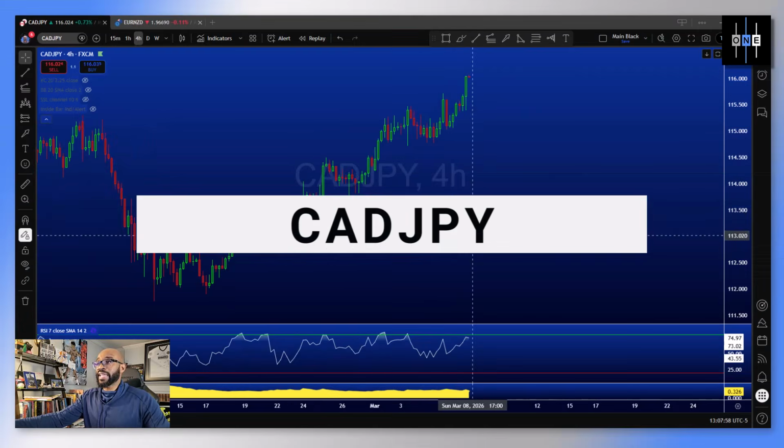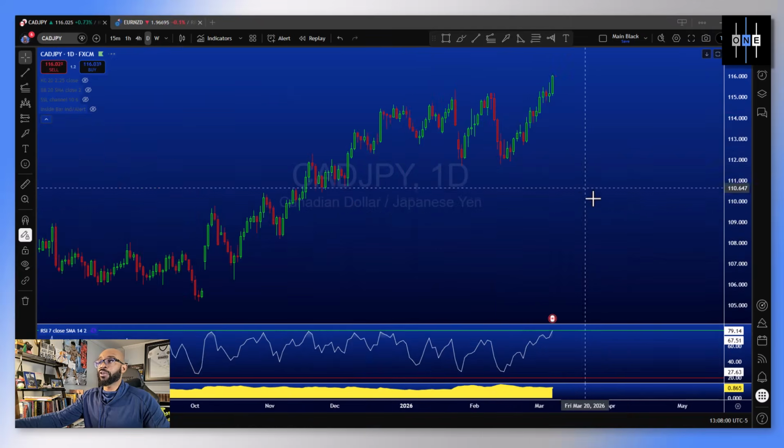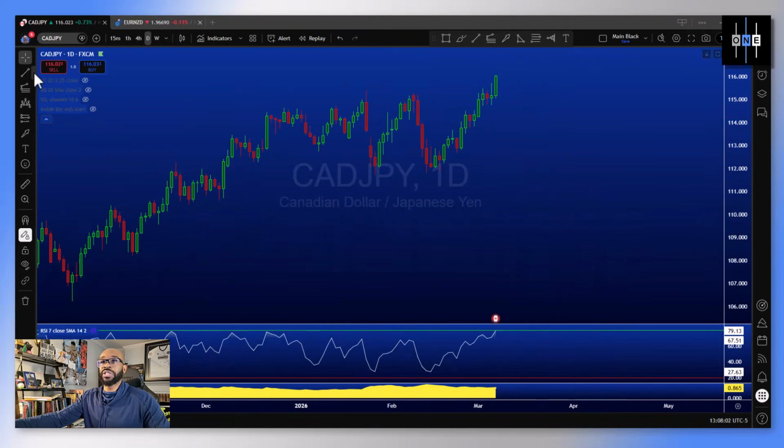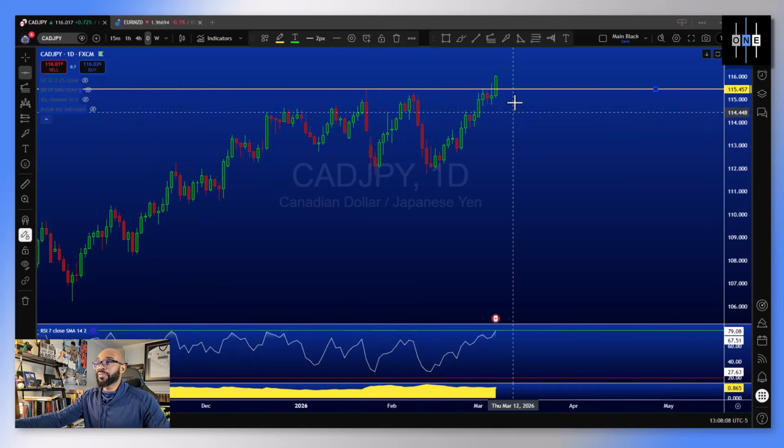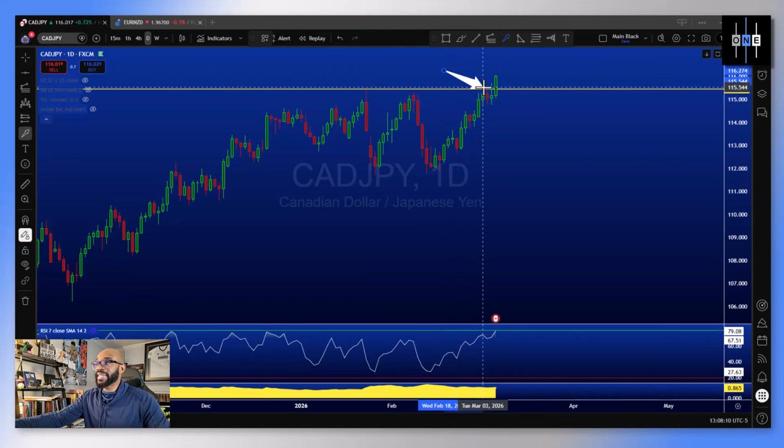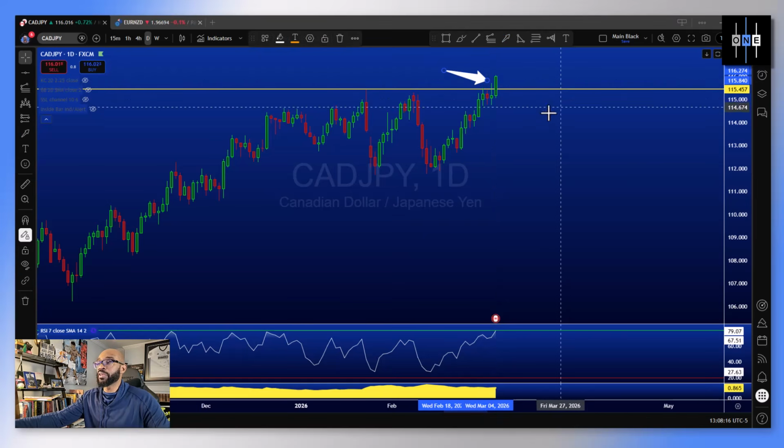All right, Canada yen, this is our fun one, right? We've been stalking Canada yen for a while because we have room for expansion. We're looking like we're going to get our break and close above this level. We didn't quite get it yesterday, but if we finish today here, we would have a break and close above.